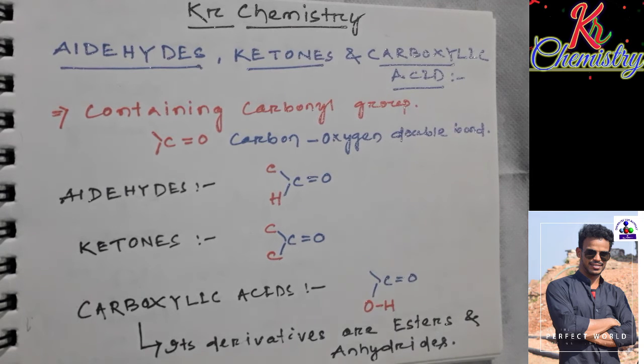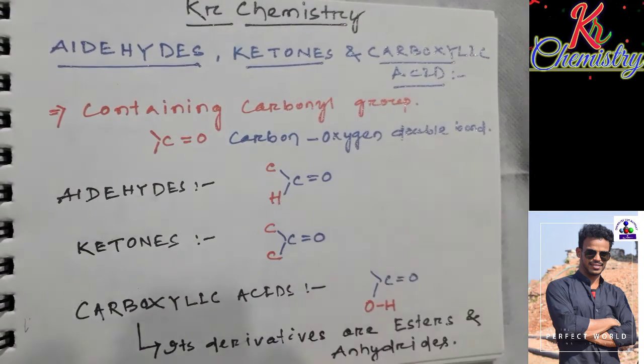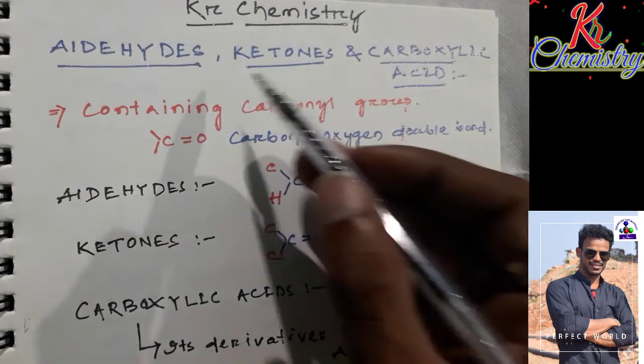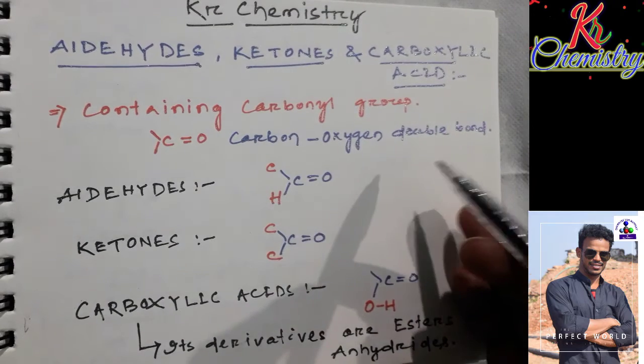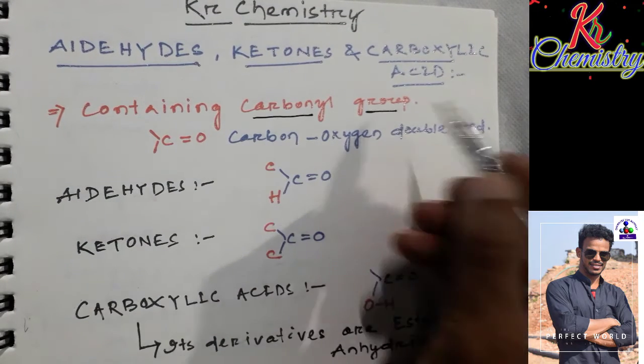Now, we are going to discuss aldehydes, ketones and carboxylic acids. These three compounds, aldehydes, ketones and carboxylic acids, contain a carbonyl group.